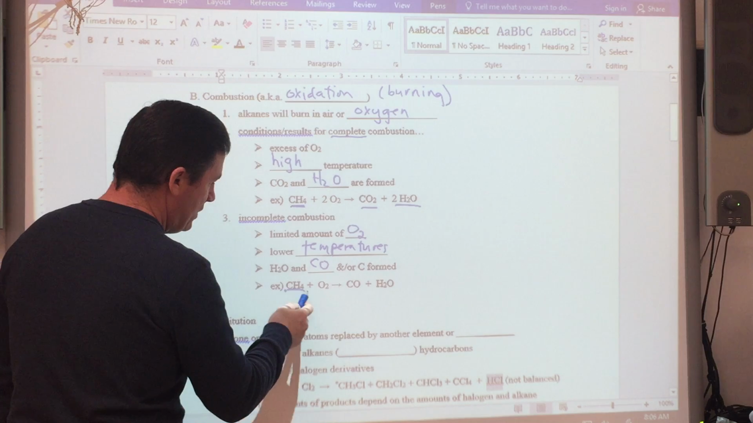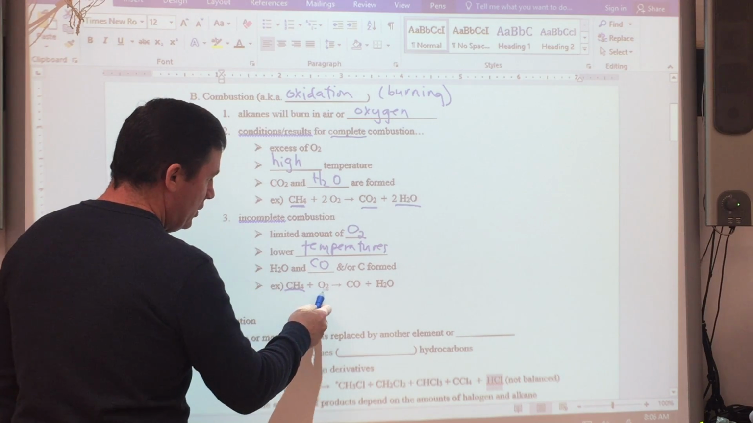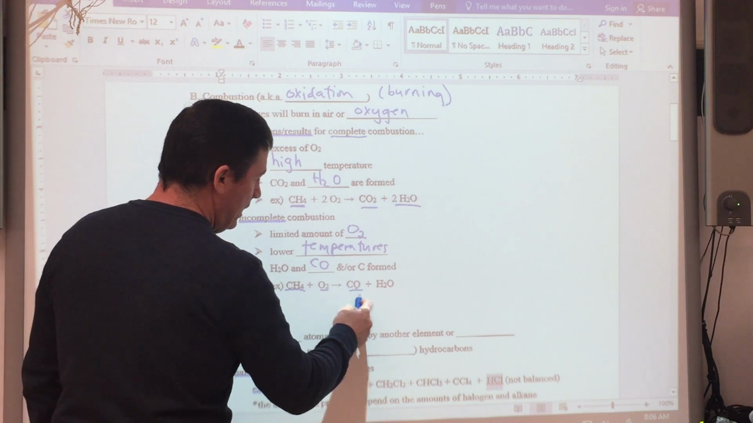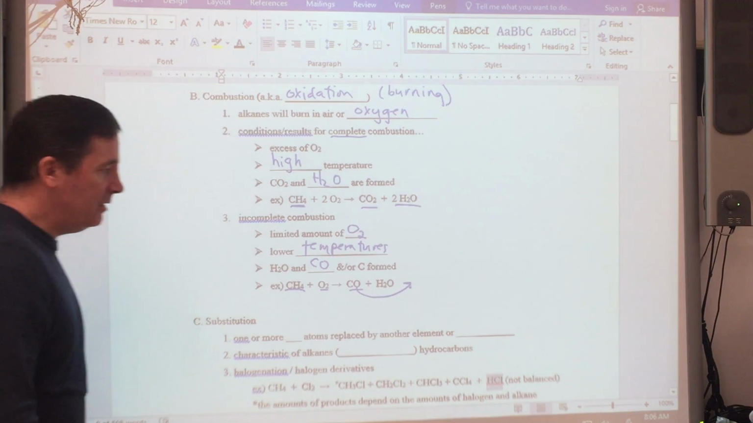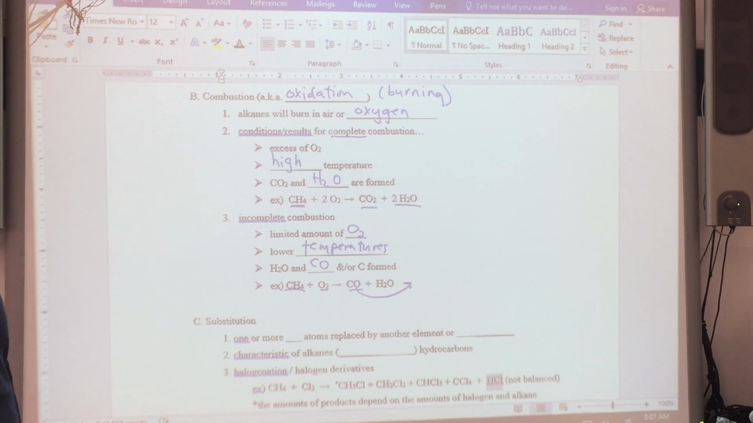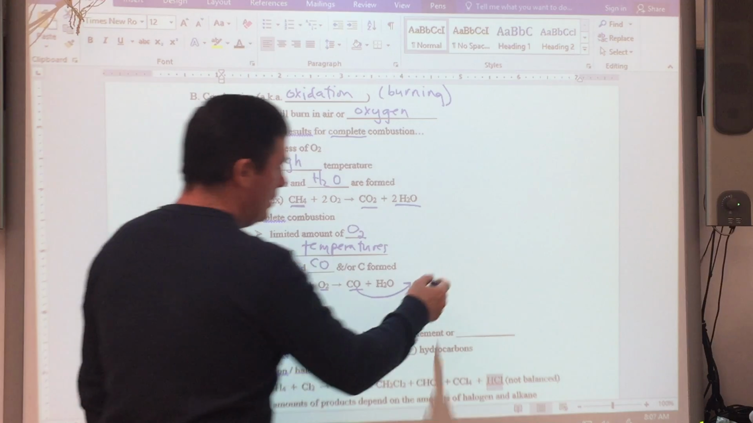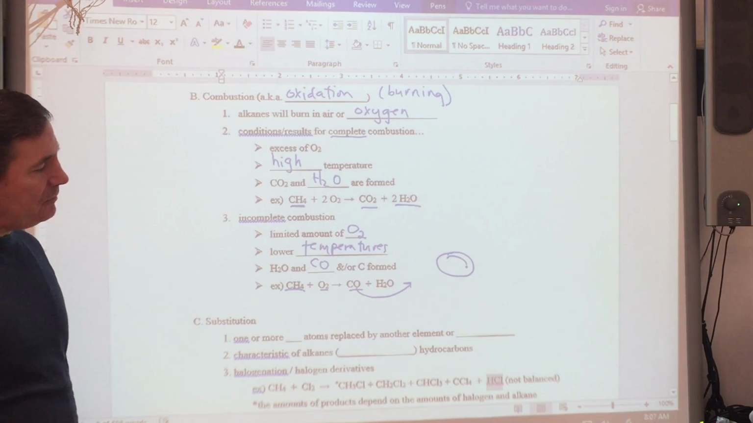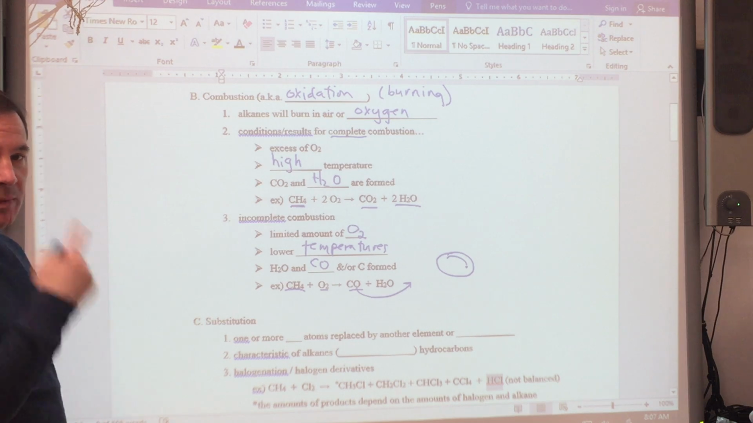Okay? So in this case, an incomplete combustion, you're still combining it with oxygen, but you end up with carbon monoxide. And you should be careful of that, because carbon monoxide will outcompete oxygen on red blood cells. Remember, red blood cells are the cells that carry oxygen in your body.